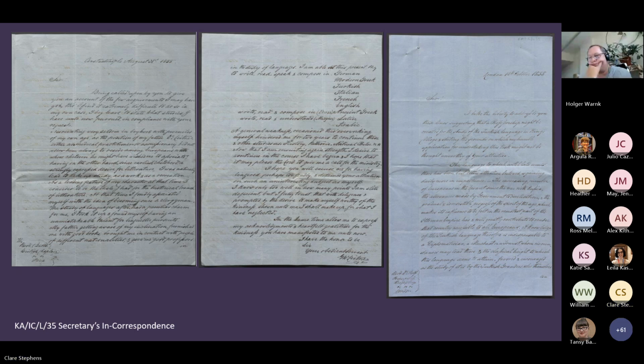He suggests that a chair of Turkish and Arabic should be appointed, and a few months later actually sends a letter saying that he should be the person for the job.